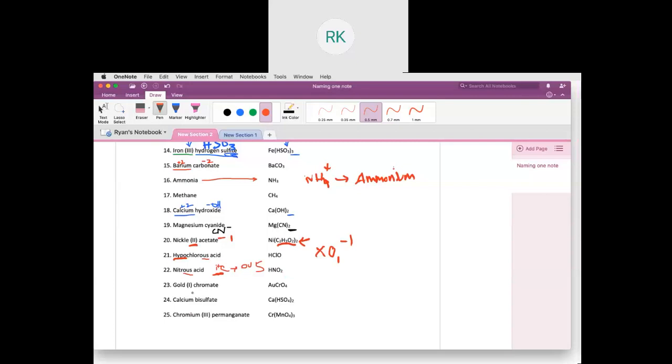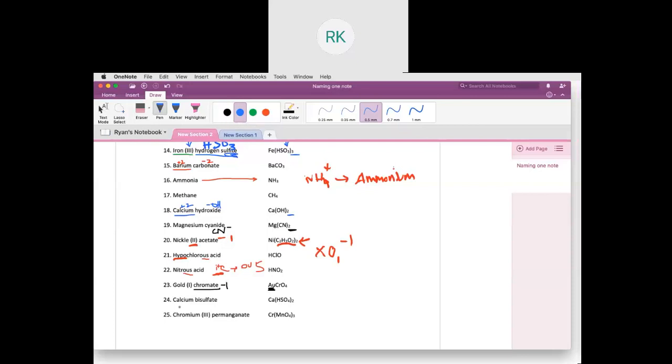Okay. Gold 1 chromate. Chromate is one of our polyatomics. It's CrO4, and it has a negative 1 charge. And so it offsets the positive 1 charge of gold. Gold is Au. This is not typically one that they ask about. So if you didn't know gold is Au, you are probably fine for this exam.